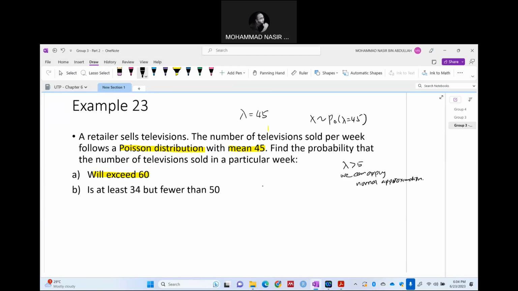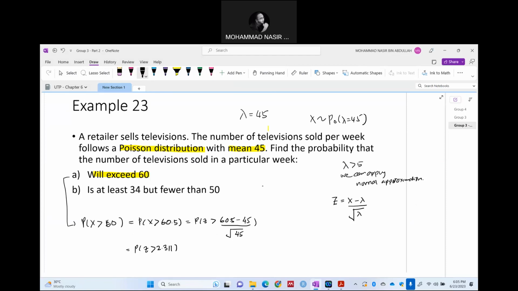Right. So the first question is, we want to find the probability of X more than 60. First step, we apply continuity correction, which is plus 0.5. Probability of X more than 60.5. And then the Z distribution formula: X minus lambda divided by square root of lambda. So this one should be probability of Z more than (60.5 minus 45) divided by square root of 45.